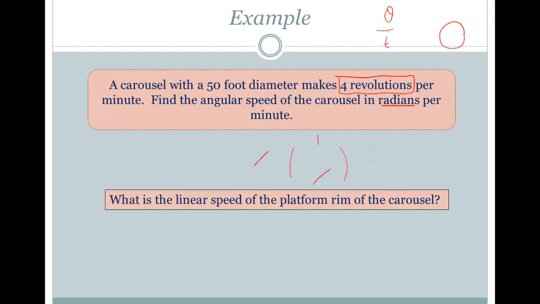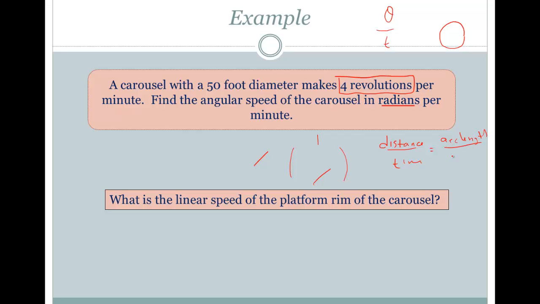The other thing we'd be interested in looking at is the linear speed. The linear speed is going to be the distance traveled. Remember, it's distance, or arc length, over time, which is the same as arc length.